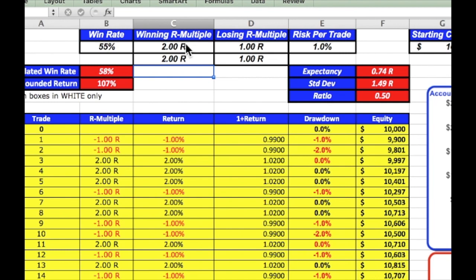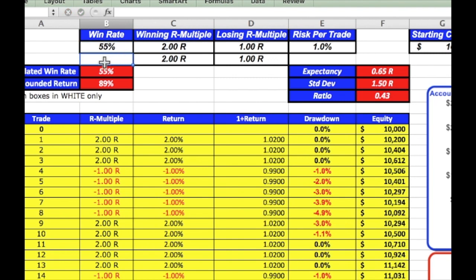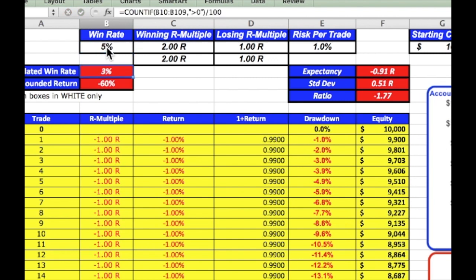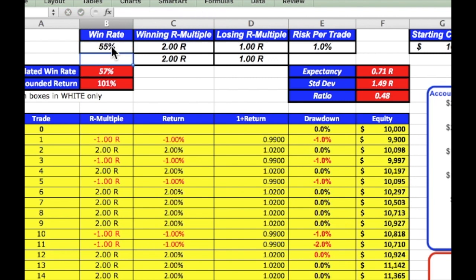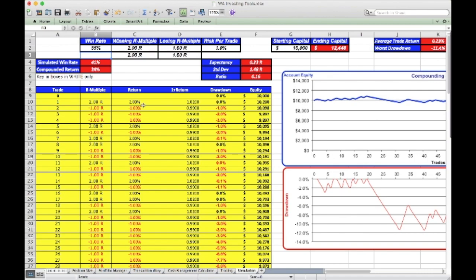Okay, so notice that every time I put in a winning rate here, I have a simulated winning rate. Every time I key in 55%, notice that I get a different amount each time, because sometimes it's more than 55%, and sometimes it is less than 55%. Why? Because it's a random number generator.